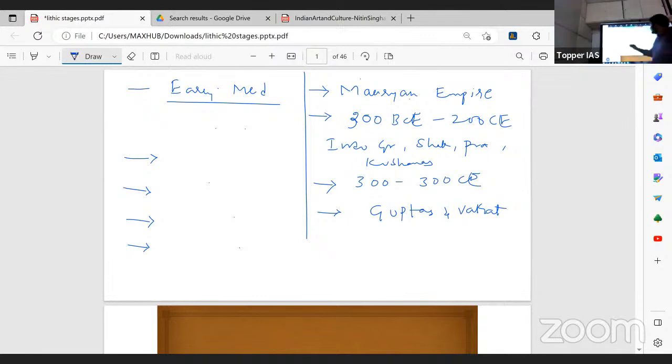So in the 600 to 1200 CE. Okay, so 600 to 1200 CE. Right. So first 600 to 750.